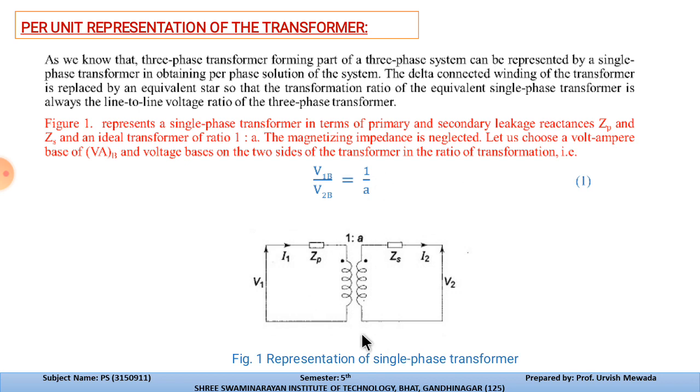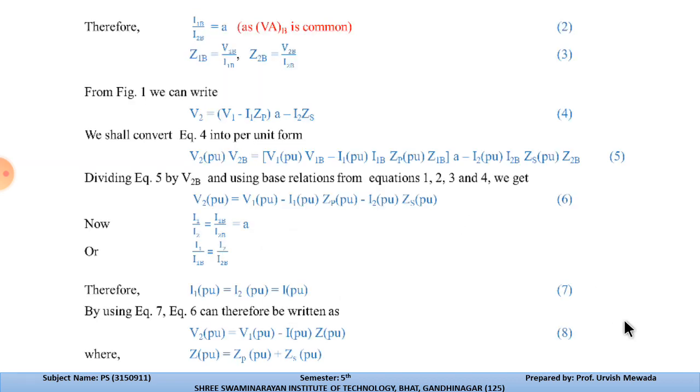Let us choose a volt ampere base VAB, and the voltage bases of the two sides of the transformer. This is the primary side and this is the secondary side, and the transformer is in the ratio of transformation, say V1B, V1 at the primary side, V2B at the secondary side, V1B by V2B is equal to 1 by a. So this is the representation of the single phase transformer. Now let us discuss the per unit of this. Then I1B and I2B is equal to a, as the VA base is common. That's why I1B and I2B is a.